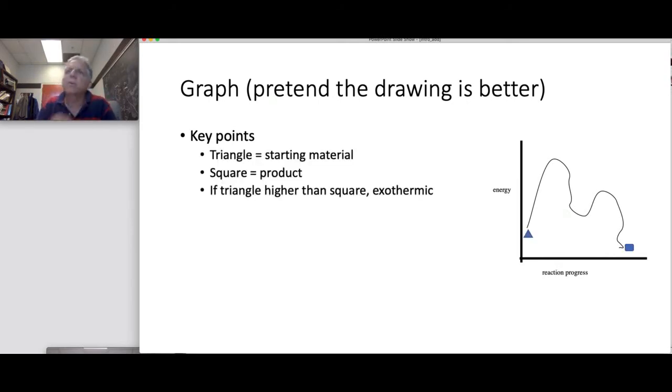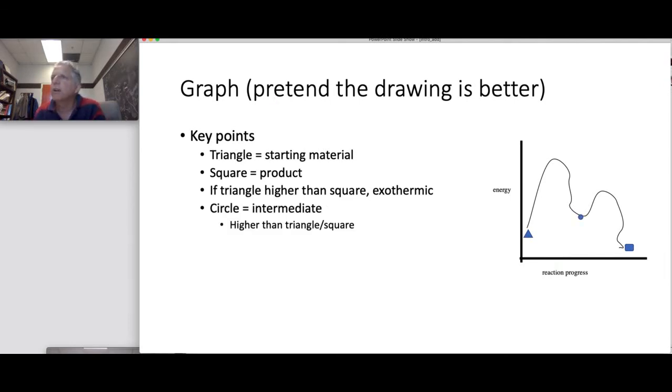So let's look at some points here. The triangle is a starting material. The square is the product. So the x-axis shows the reaction progress. You could imagine it's like an axis that says time, but it's not in seconds and minutes. It's in the reaction going through the steps of the reaction. If the energy of the triangle is higher than the energy of the square, which is fairly typical, then the reaction is exothermic, which means it gives off heat. The opposite would be an endothermic reaction.